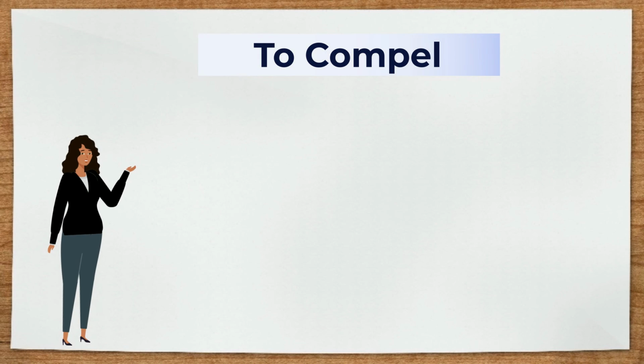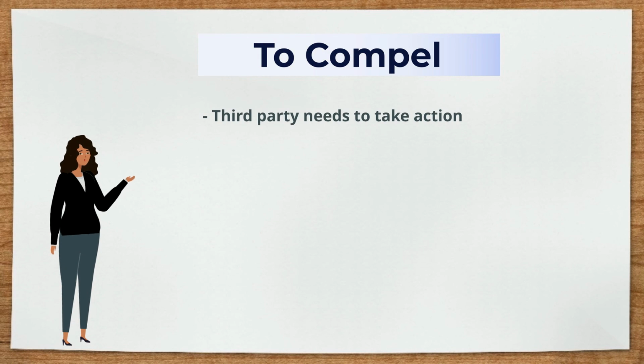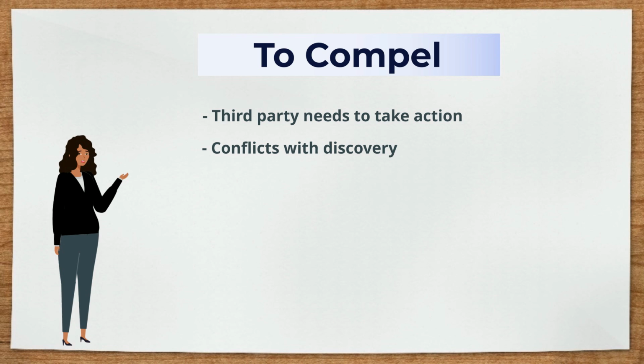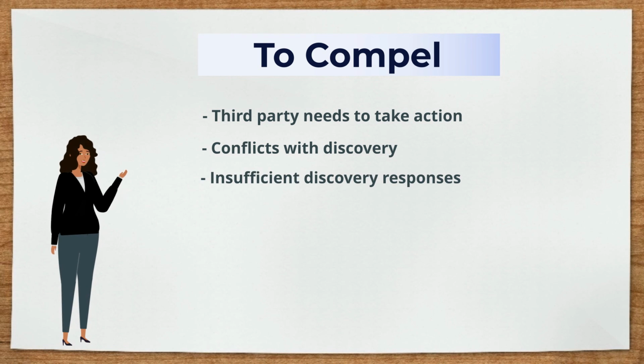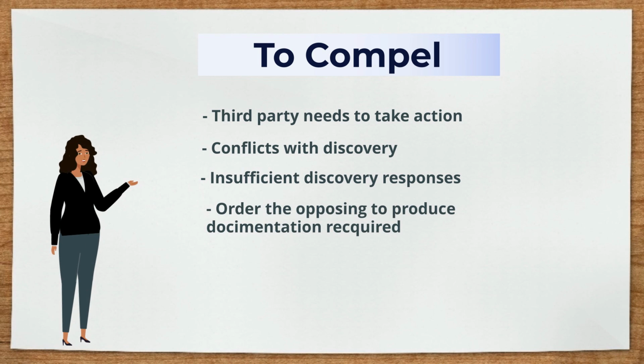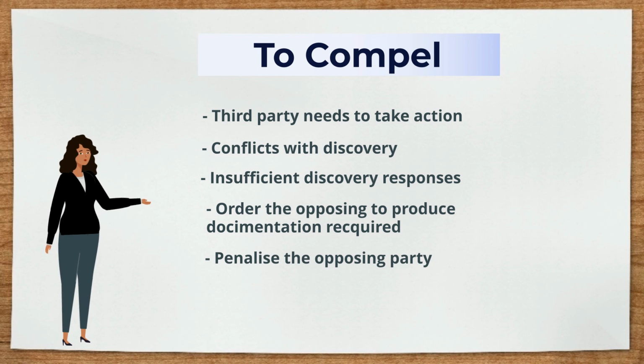9. To compel. A motion to compel requires the third party or opposing party to take action. This is commonly caused due to conflicts with discovery. A motion to compel is caused due to insufficient discovery responses. This motion asks the court to order the opposing party to produce any documentation or information required, or to penalize the opposing party for not complying with discovery requests.